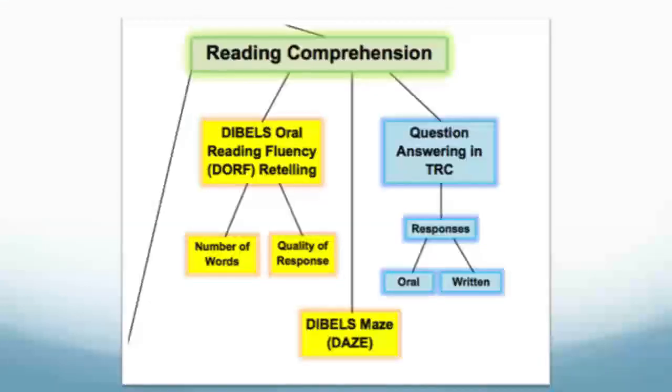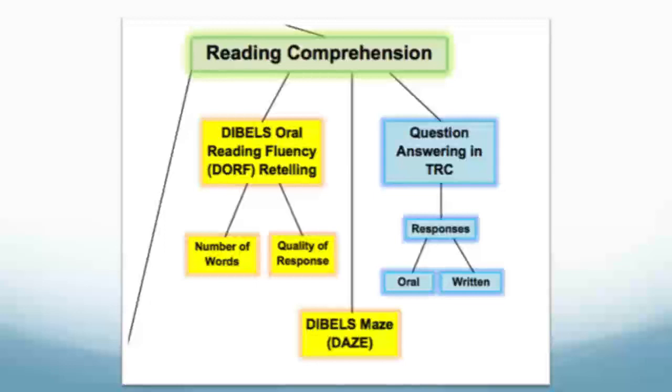Comprehension is assessed using multiple subtests of DIBELS and the ELD TRC. DIBELS subtests of reading comprehension include retelling as part of the DORF subtest and a maze procedure called the DAZE. Part of the TRC assessment includes answering comprehension questions, both orally and in writing.